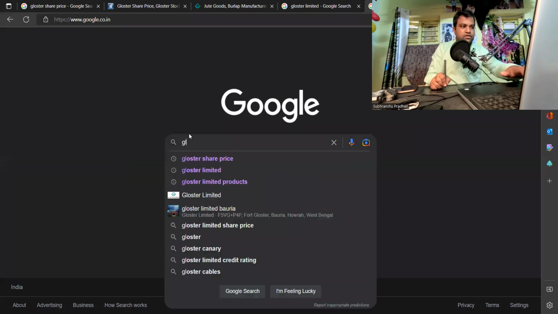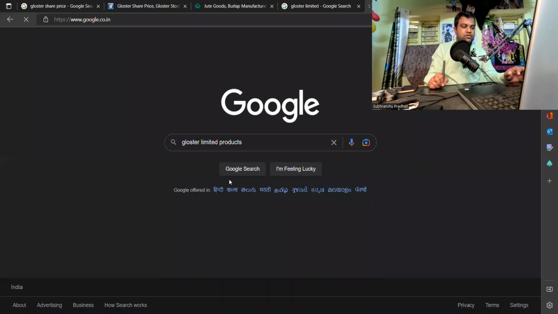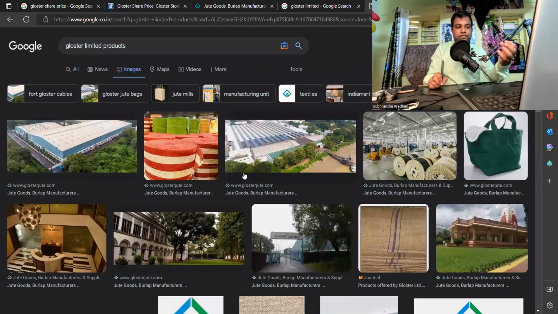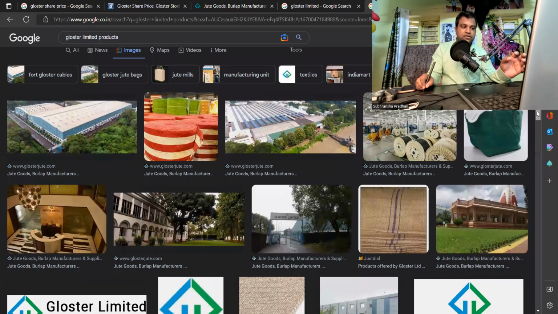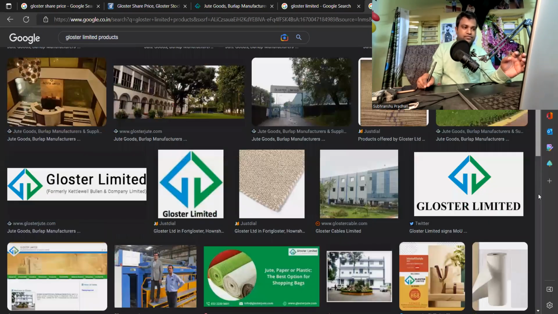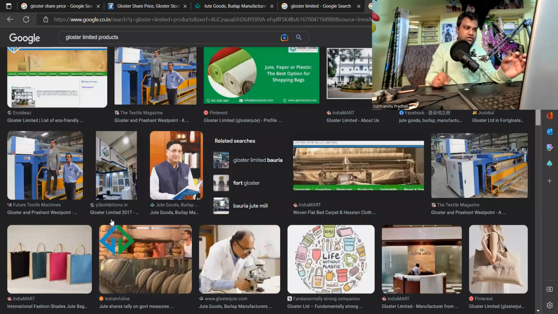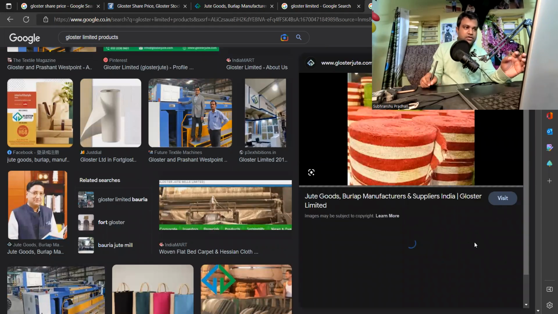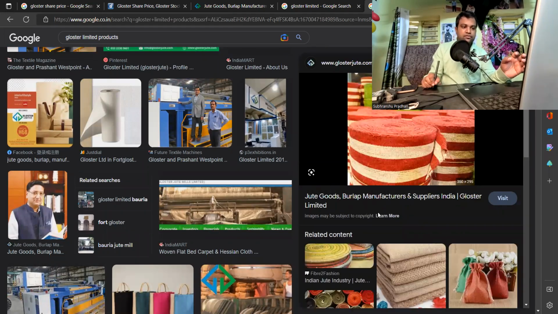So if we see the products, basically, search for the Gloster products. When you are analyzing a company, you need to at least know the basics: what is the business of the company, what are the products, what are the sales and profit. You need to know a little bit about the company before you invest. You can see some of the products of Gloster, these types of jute related products.